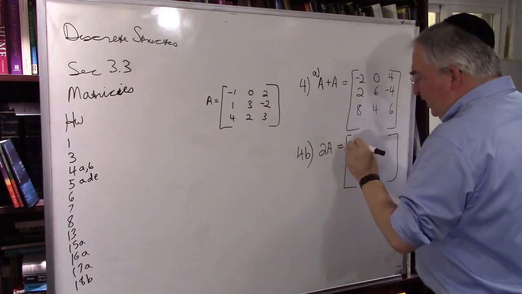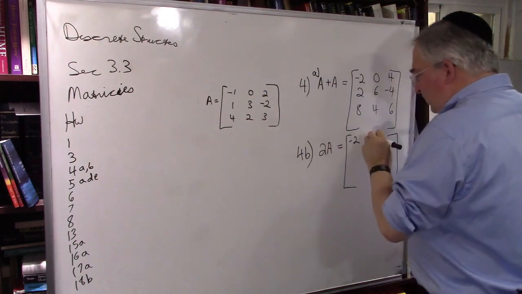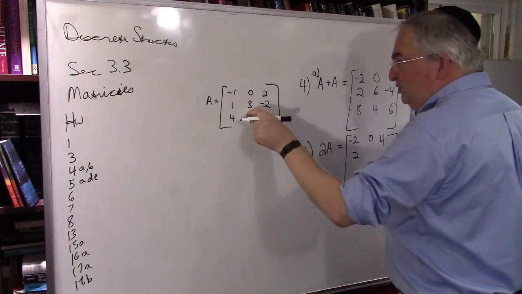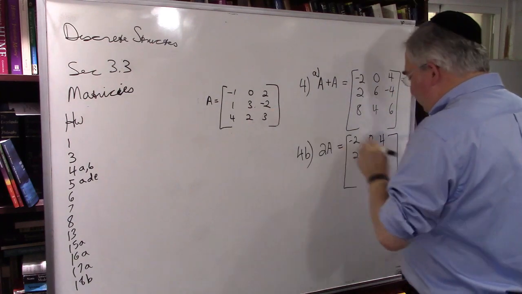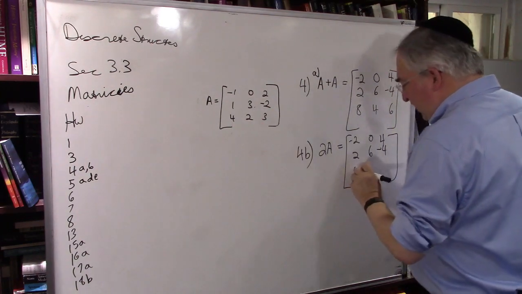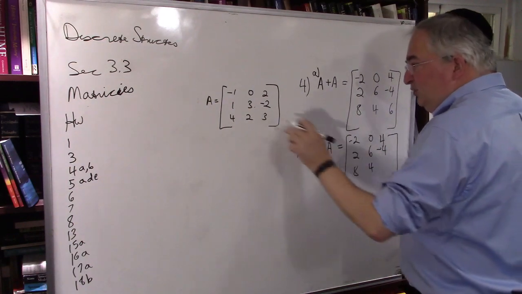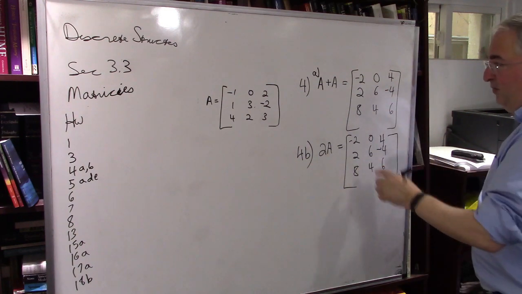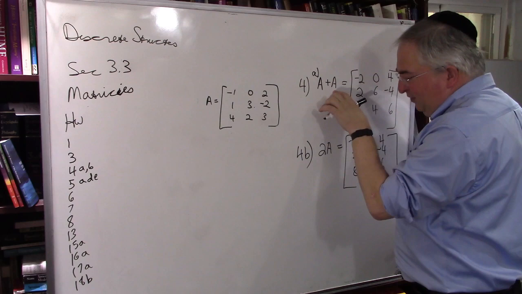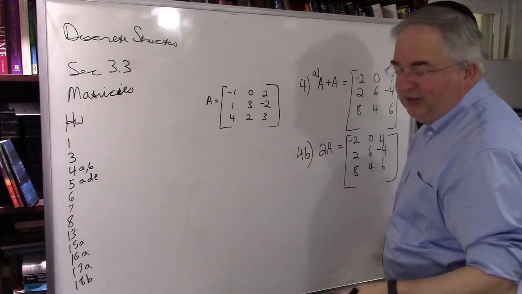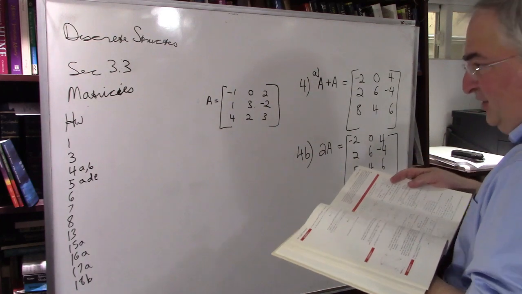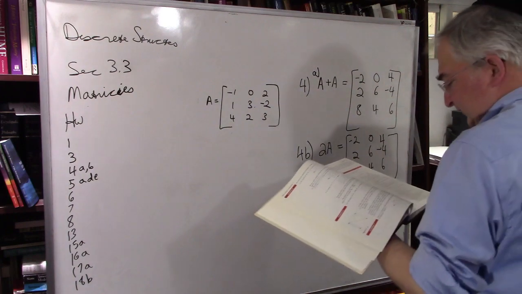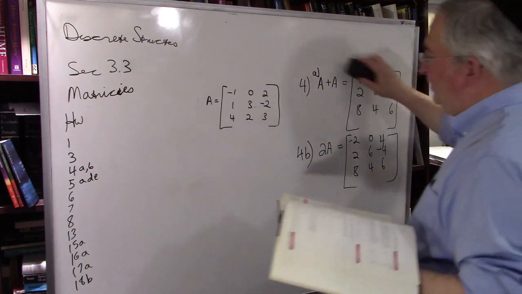2 times minus 1 is minus 2. 2 times 0 is 0. 2 times 2 is 4. 2 times 1 is 2. 2 times 3 is 6. 2 times minus 2 is minus 4. 2 times 4 is 8. 2 times 2 is 4. 2 times 3 is 6. Okay, it's exactly the same thing. Why? Because what this says is add every element to itself. This says multiply every element by 2. So that takes care of that. Okay, great. 5a. So that takes care of 4.